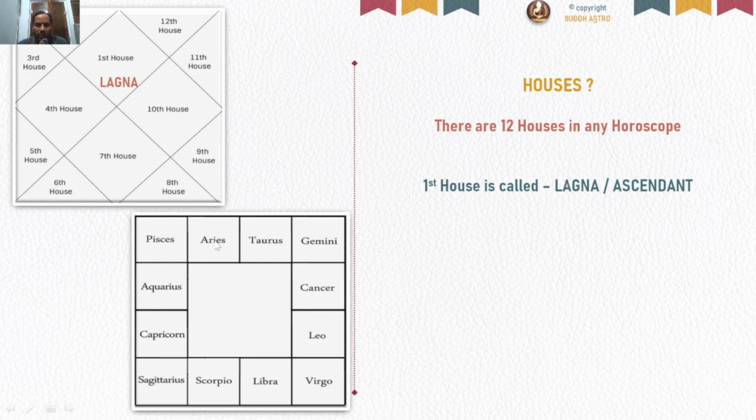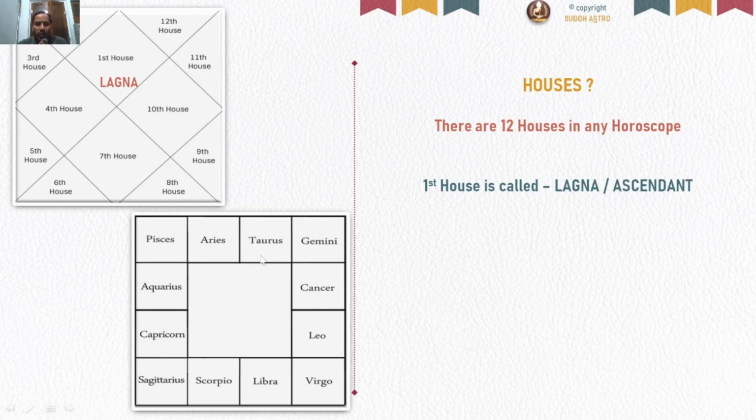Now in the South Indian chart, we go in the clockwise direction, or we can say in the solar direction, because the Sun revolves east to west. So we go in the solar direction, east to west. So this is not a house, this is the box where the Taurus sign is placed.